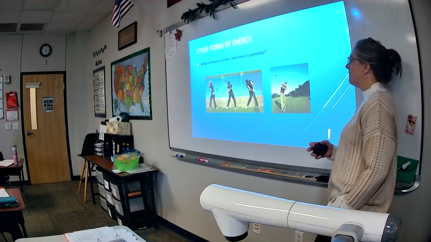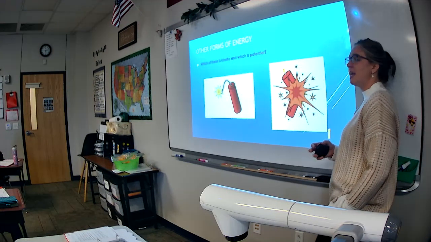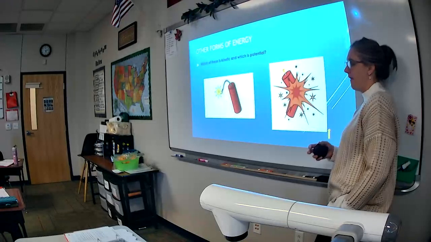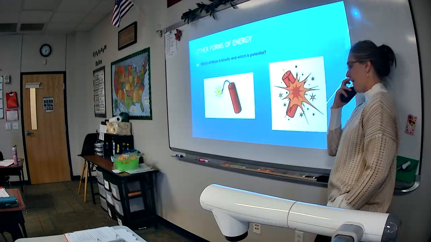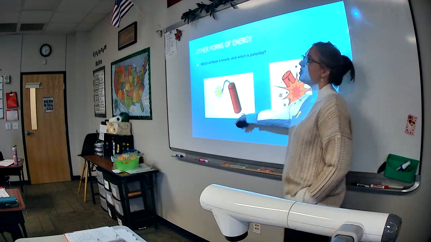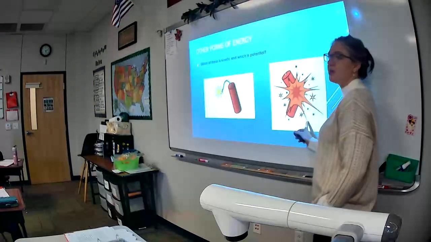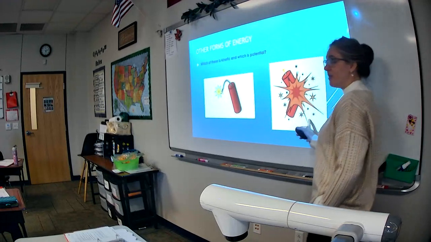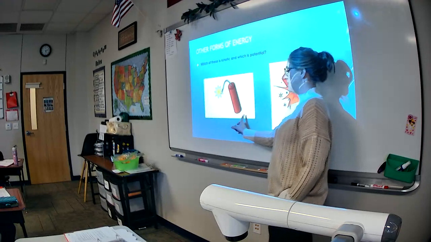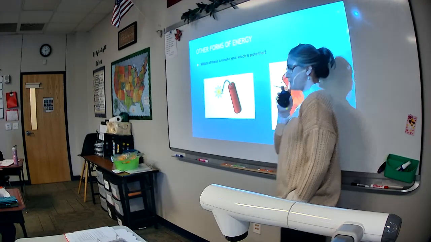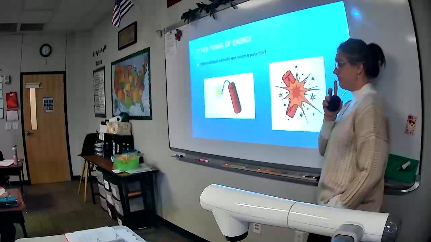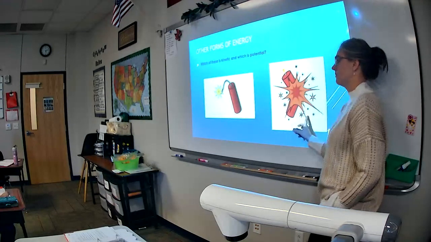All right, this one. Which one is kinetic? Which one is potential? Bella? Left and right. So potential and kinetic. Raise your hand if you agree with her. Good, you're correct. Why, Bella? Well, because the one on the left hasn't already exploded. It still has the chance to do it, and the one on the right has already.